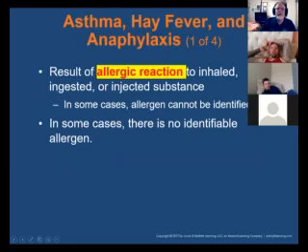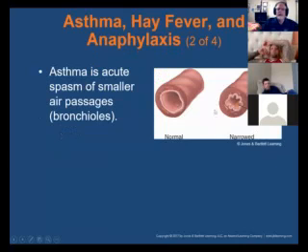Okay, asthma, hay fever, and anaphylaxis. It's a result of an allergic reaction. That allergic reaction, if it's severe enough, starts to cause swelling in the bronchioles. It starts to cause inflammation in the upper airway, and that interferes with the ability to move oxygenated air down.